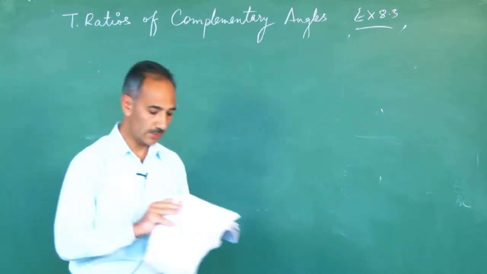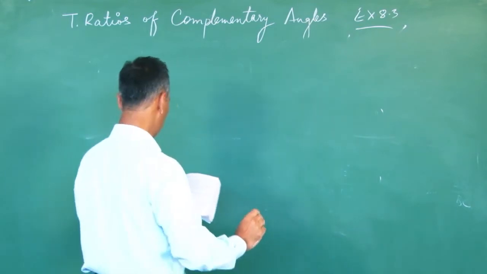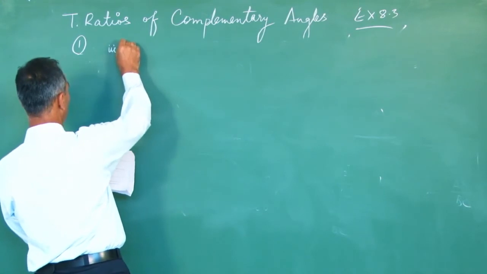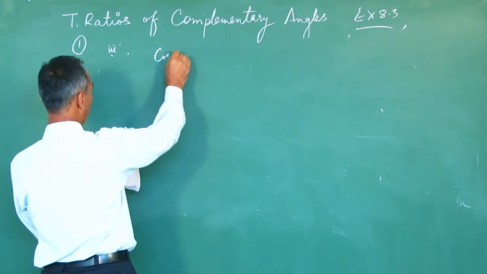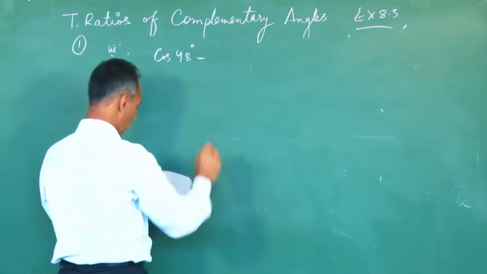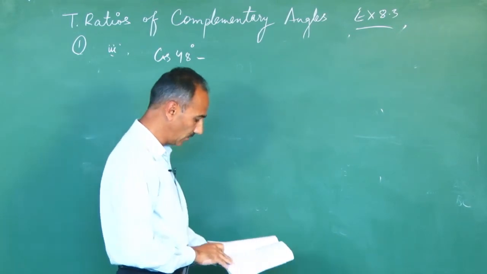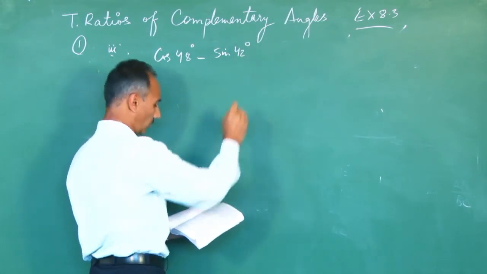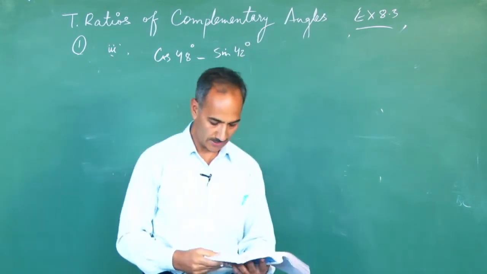I'm taking one more sum based on this. For example, this is in difference, question number 1, part number 3. It says cos of 48 degrees minus sine of 42. So you have to evaluate cos 48 minus sine 42.